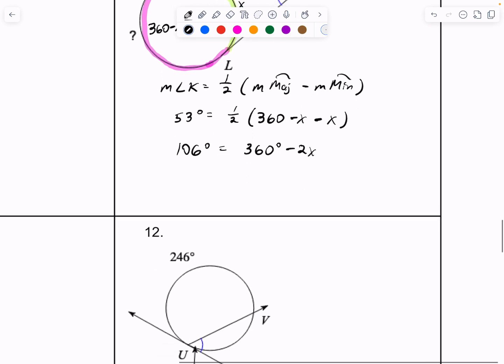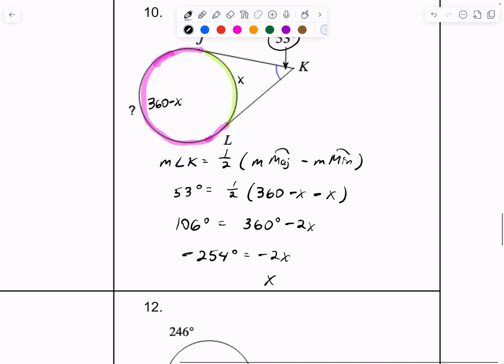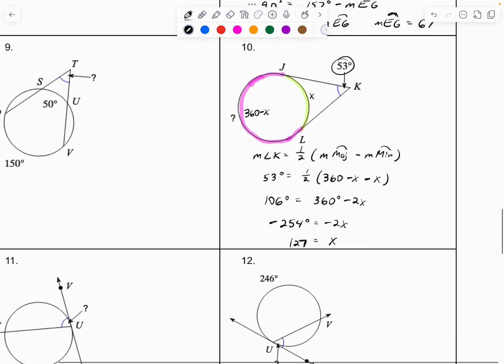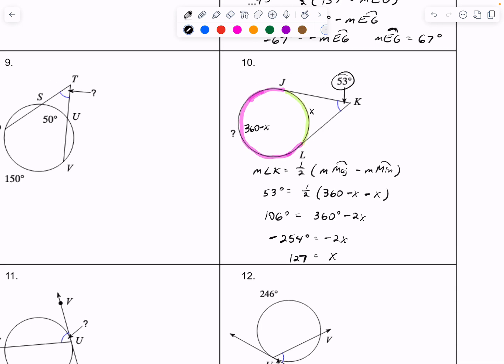I'm going to move the 360 over by subtraction, all right, which is going to give me negative 254. So for my X, when I divide that by 2, I'm going to get my value for the X. Now, we're not going to be finished because we do have to plug it back in, but I just want to make sure that you understand how I'm getting this algebra. So divided by that negative 2 will give us 127. All right, again, that's not the answer because we do need to figure out this major arc.